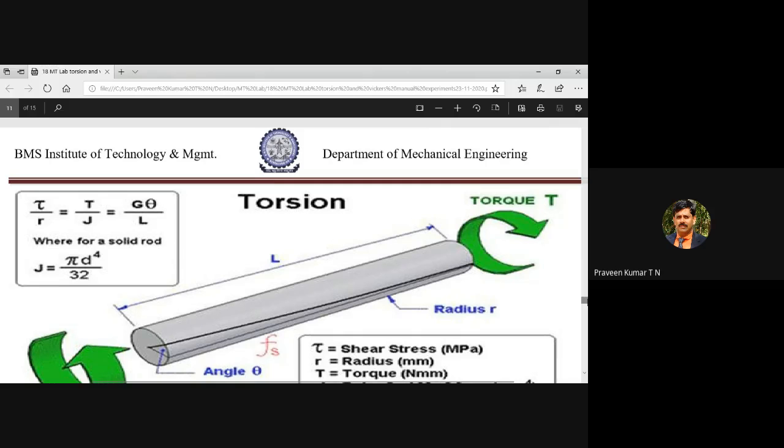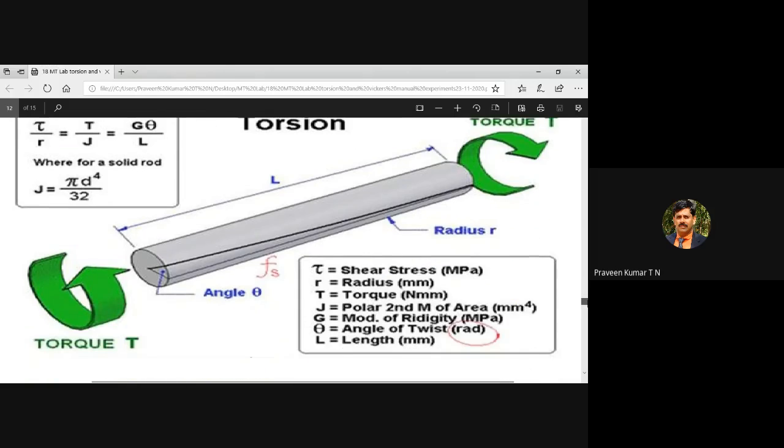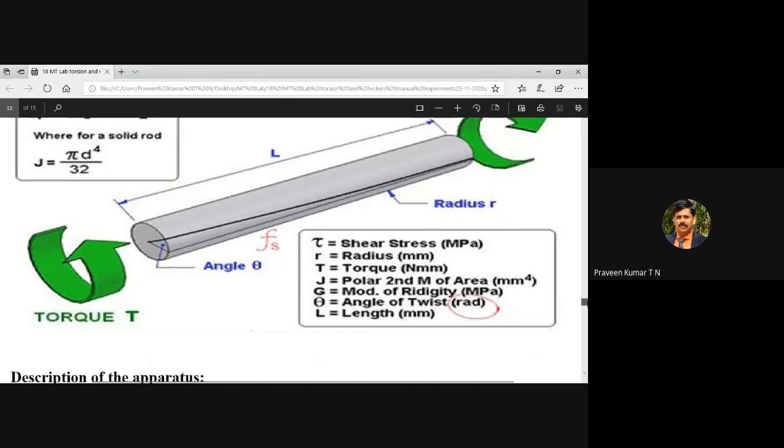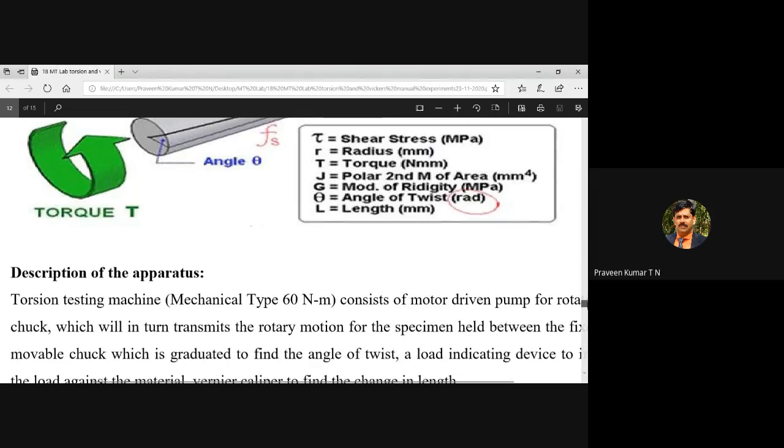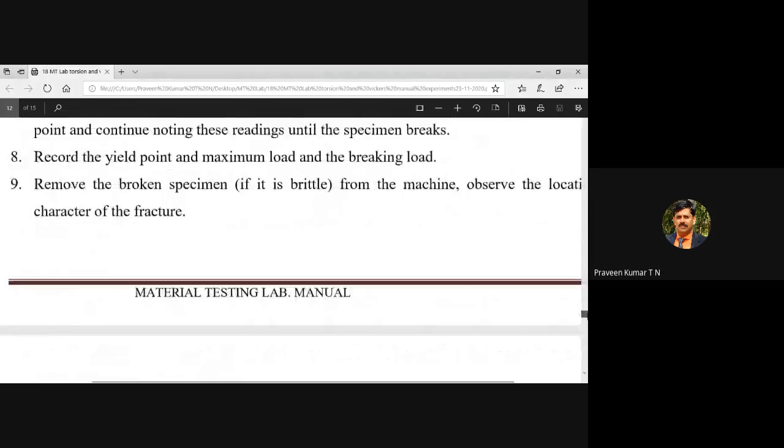I thought that you studied about torsion earlier. So now the notation: tau is the shear stress, R is the radius, and torque we can express in terms of Newton mm most of the time. J is the second polar moment of inertia. G is the modulus of rigidity. Theta is the angle of twist. L is the length. Then I will tell you the procedure.